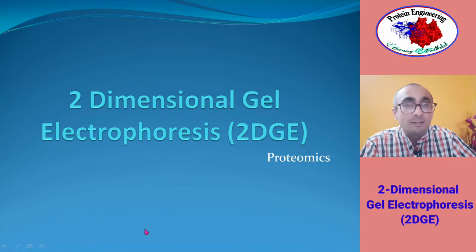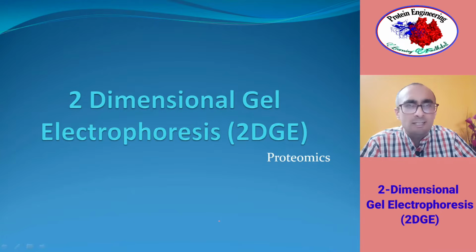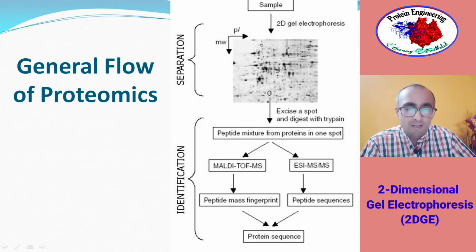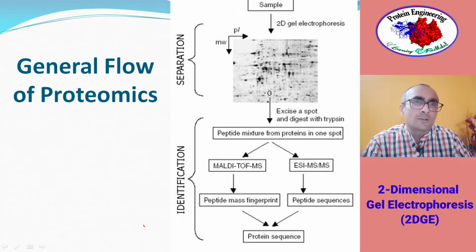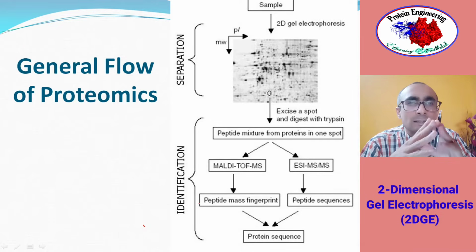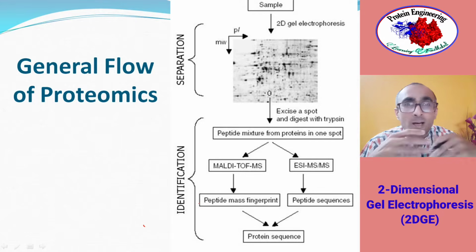Hello everyone. The topic of today's lecture is two-dimensional gel electrophoresis. Two-dimensional gel electrophoresis is a powerful technique in proteomics in order to resolve thousands of proteins. We know that in the proteomics workflow, in proteomics we study the entire proteome of a cell. Entire proteome means there are 10,000 proteins present in a cell, and we study them simultaneously.